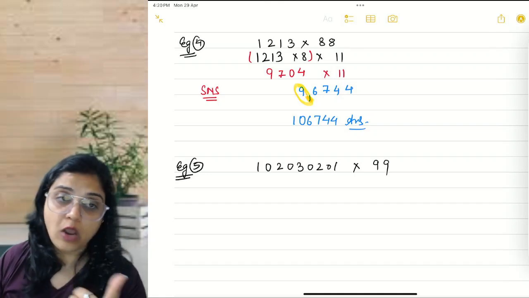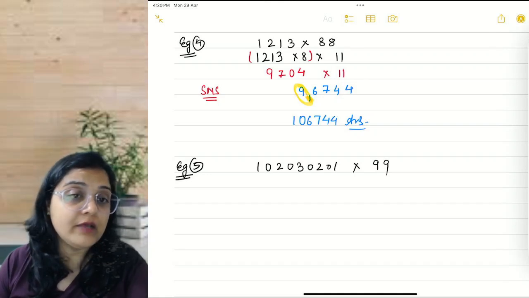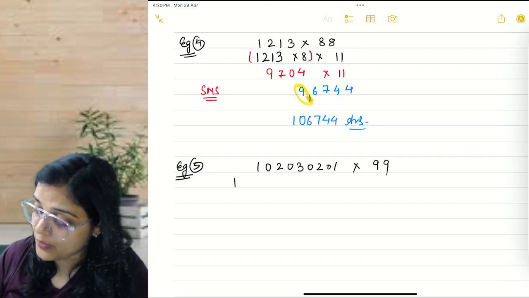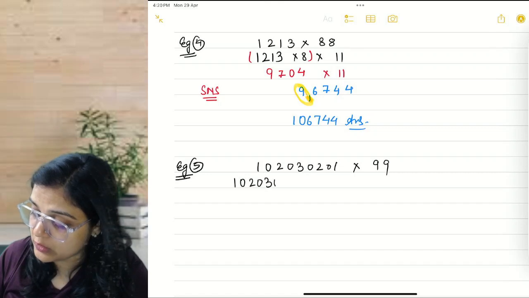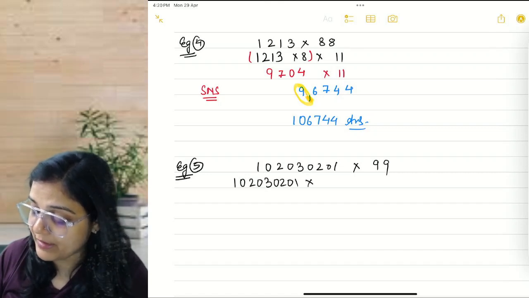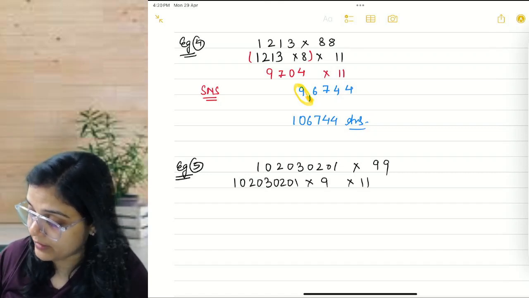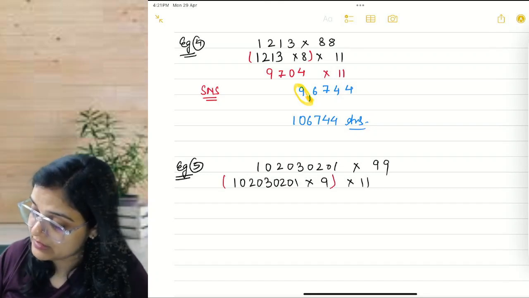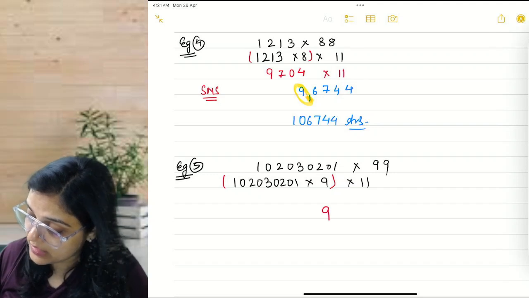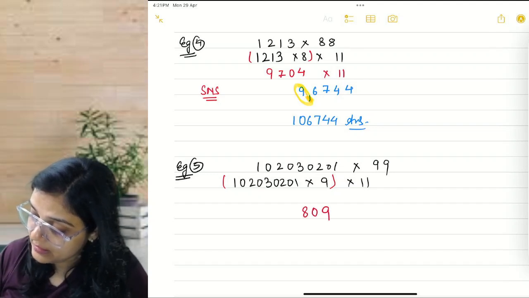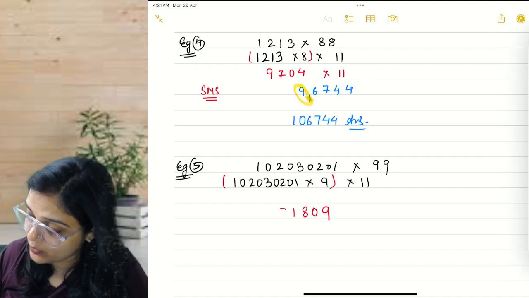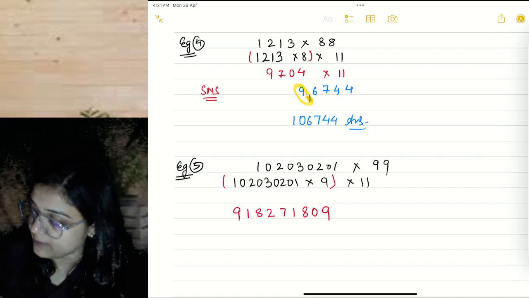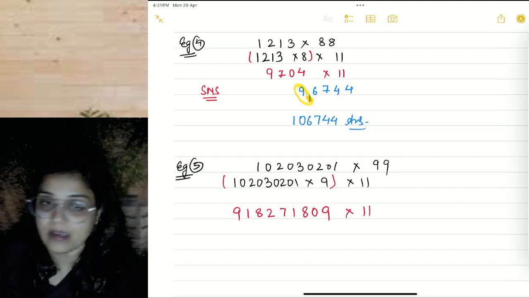So let us see. All of you know the multiple of 11 is 99 here. That can be written as 9 into 11. So it will become 1020302021 multiplied by 9 multiplied by 11. So grouping the first and second term and multiplying them, 9 ones are 9, then 9 zeros are 0, 9 twos are 18, 0 will balance the carry, 9 threes are 27, will balance the carry, 9 twos are 18, and then 9 ones are 9, multiplied by 11.